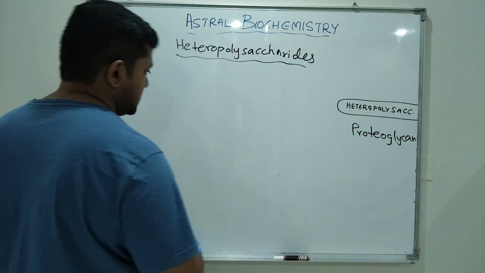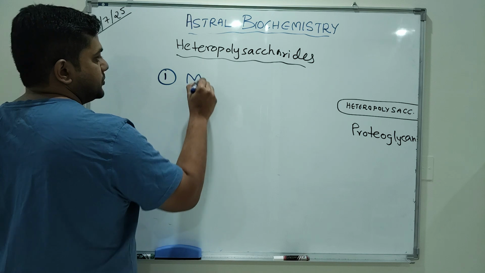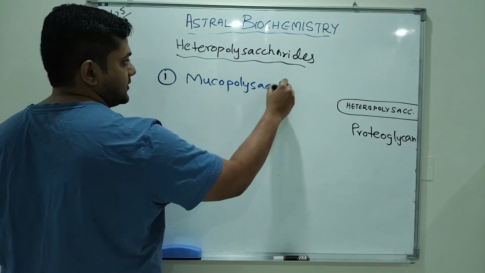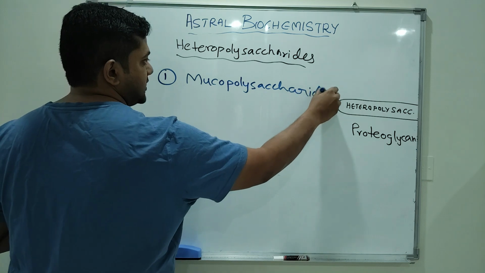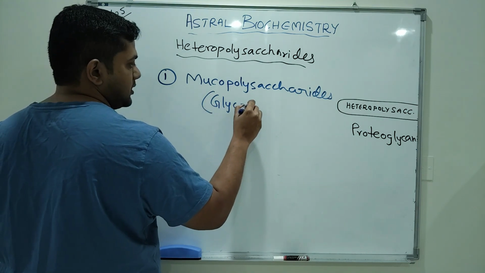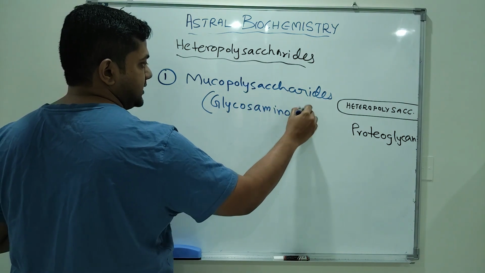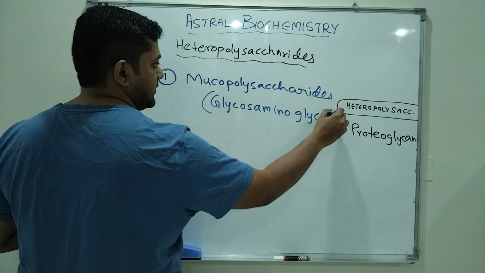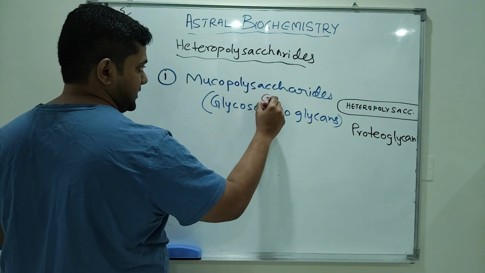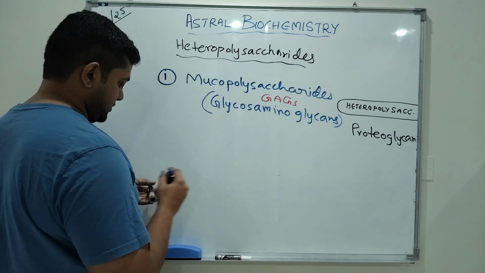Heteropolysaccharides, the main heteropolysaccharide we see is mucopolysaccharide, which is otherwise known as glycosaminoglycans, or usually abbreviated and said like GAGs. This is the main one that we have to learn.